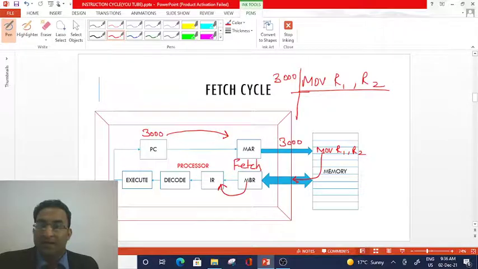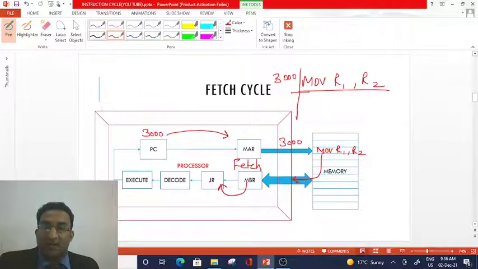So this is the complete fetch cycle. That means value of PC is transferred to the MAR. Through the MAR, processor reaches to that particular memory location. From that memory location, the instruction comes from the data bus into the MBR, and from the MBR, the instruction goes into the instruction register. This is called a fetch cycle.